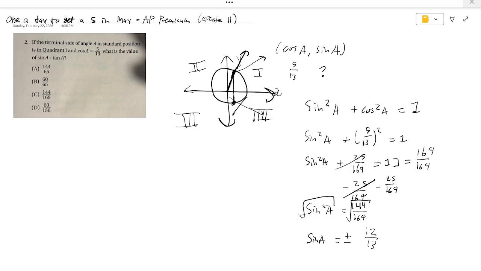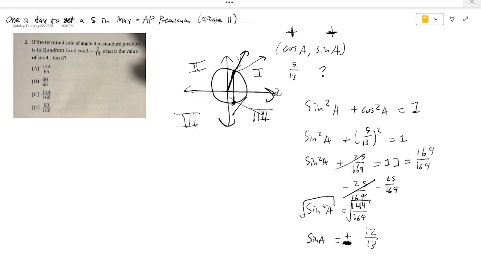12/13, right? But we know that the terminal side of the angle has to be in quadrant 1, which means that cosine is positive, because it's to the right of the y-axis, and sine is positive because it's above the x-axis. So we can just ignore that minus, right? So that's why it's very useful that it tells us that it is in quadrant 1, and problems will often do that, because otherwise there would be two answers to this if it didn't give us that. Okay, so sine of A is 12/13.